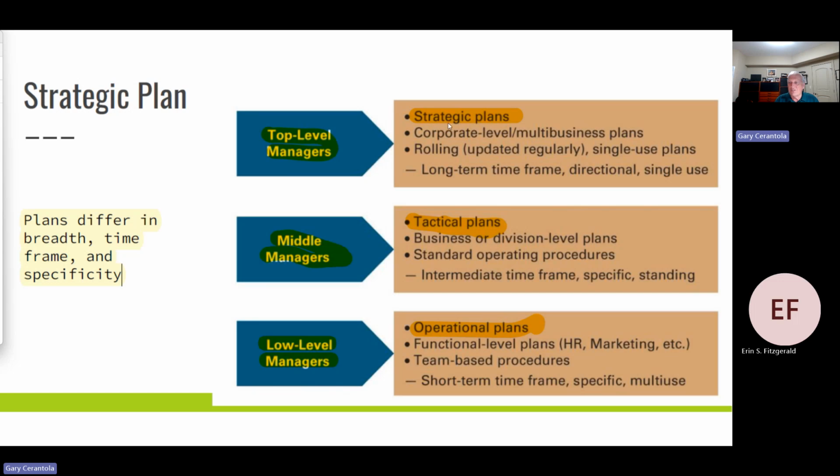So top level managers, they're at the strategic planning level. The middle managers, they're at the tactical plan level where they're at business or division levels or geographical levels. And then the low level managers are at the operational. And all these cascade, they all have to align.